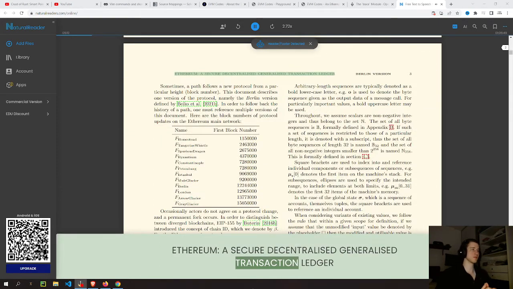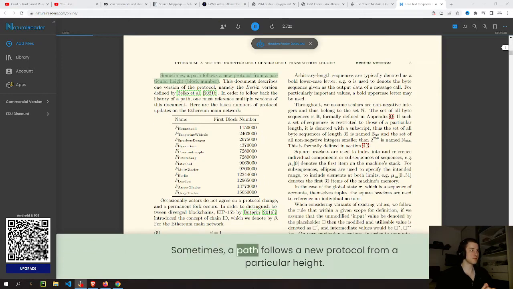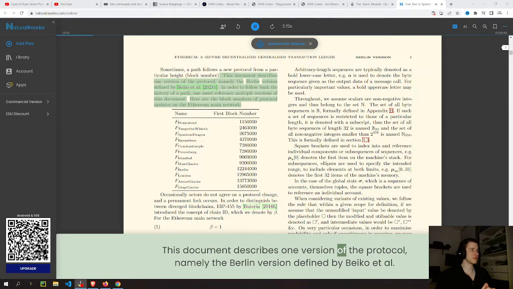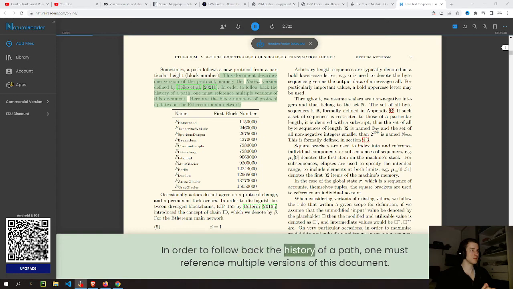Ethereum: A Secure Decentralised Generalised Transaction Ledger, Berlin version. 3. Sometimes, a path follows a new protocol from a particular height. This document describes one version of the protocol, namely the Berlin version defined by Beiko et al. In order to follow back the history of the path, one must reference multiple versions of this document. Here are the block numbers of protocol updates on the Ethereum main network.